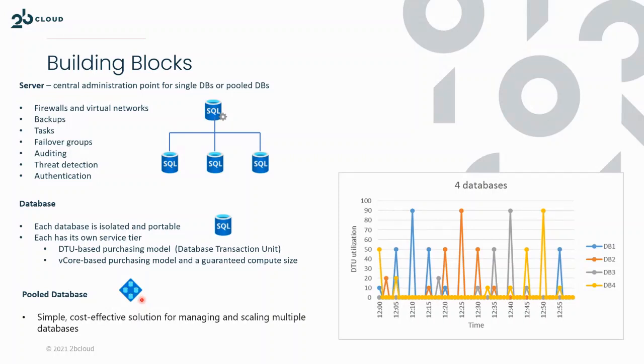The pool database is a simple, cost-effective solution for managing and scaling multiple databases, which basically means, let's say that you have many different small databases, and you know that each one of these databases is doing some transaction or some query once in an hour, and you have many of them. So instead of creating 4 servers and managing them, you actually can create a pool that will share the same infrastructure to run all those databases.